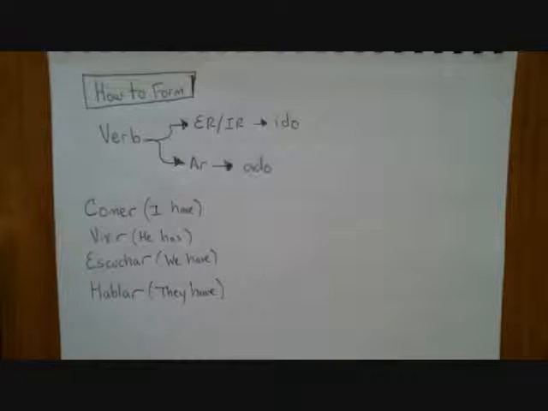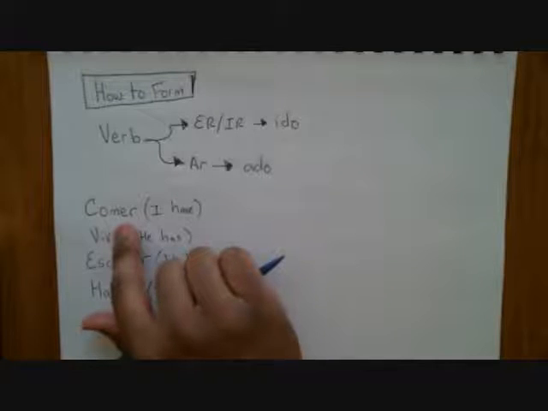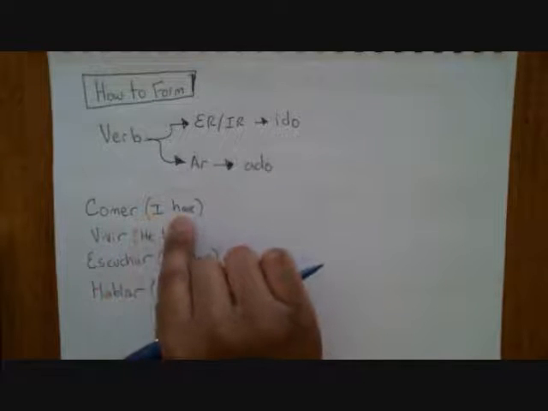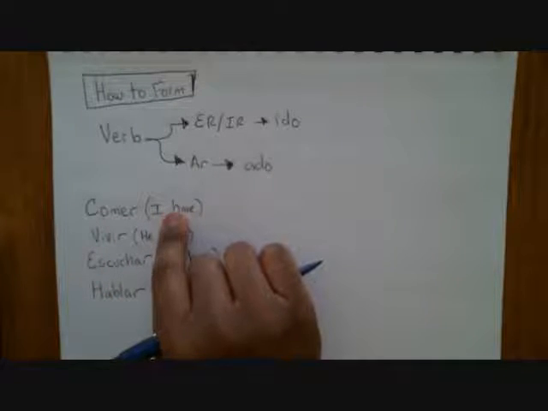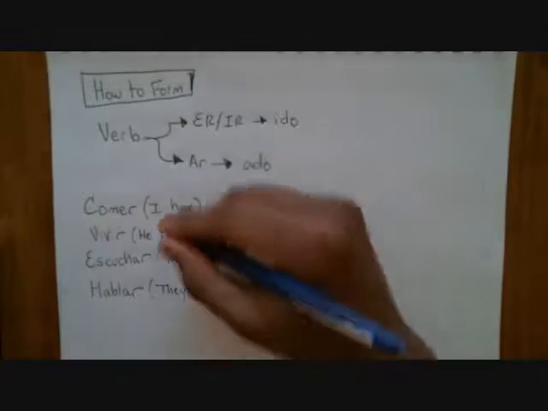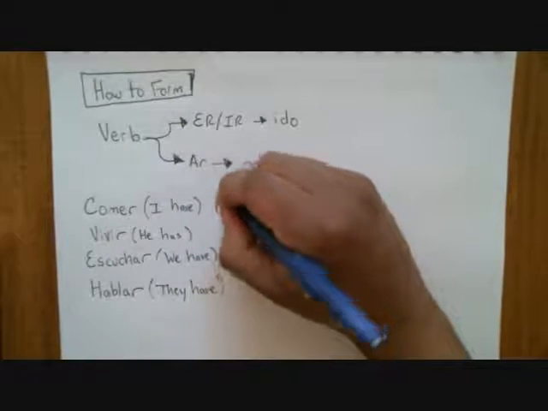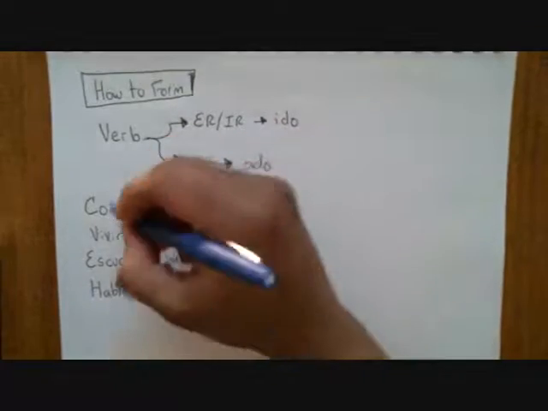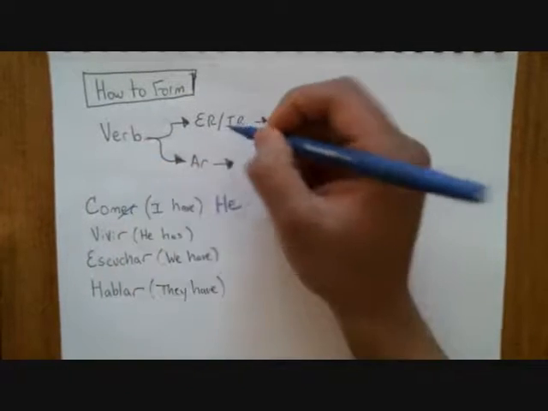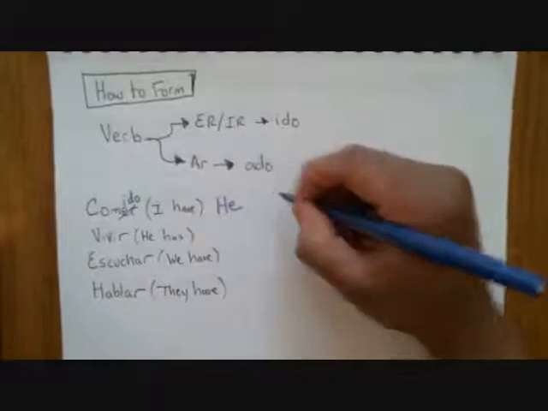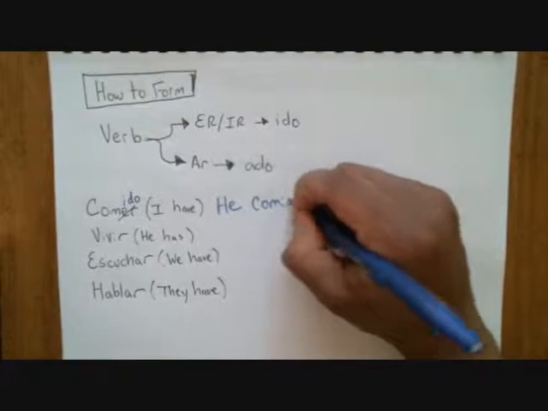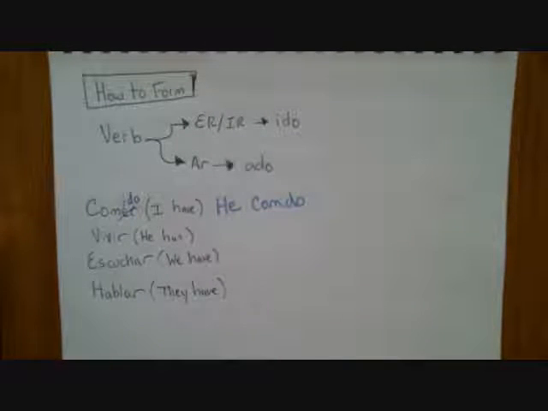Now, let's look at the verb comer, which means eat, and we want it in the I have form. So we're trying to say I have eaten. You remember your I have would be he, and then you take comer, you replace the ER with ido, and it becomes he comido. I have eaten.